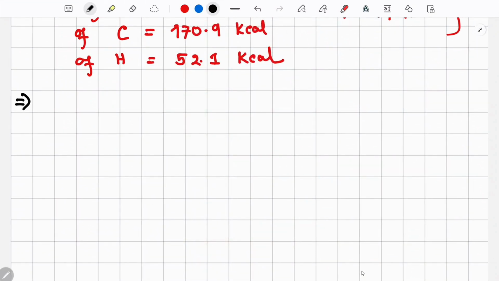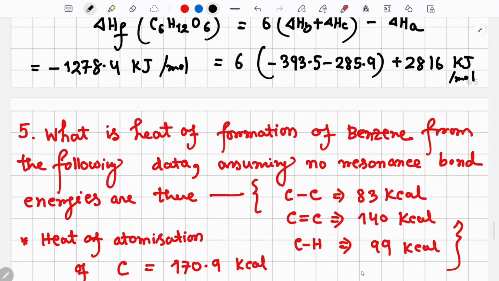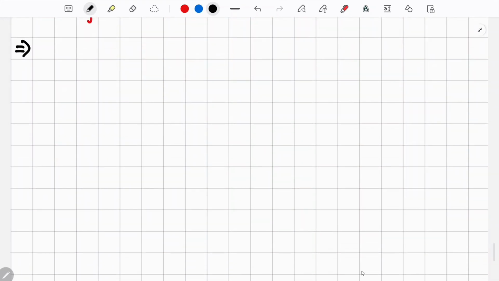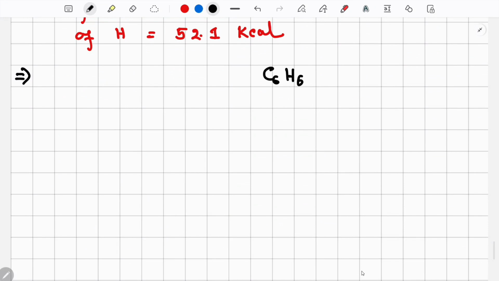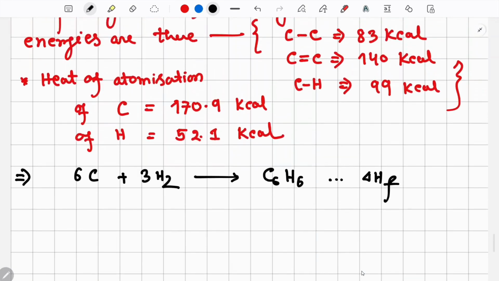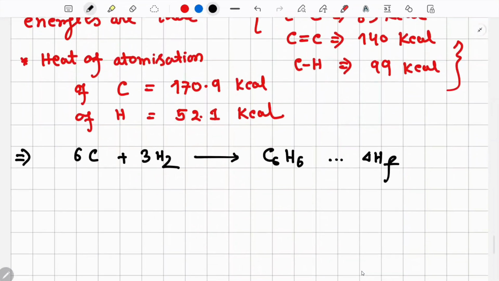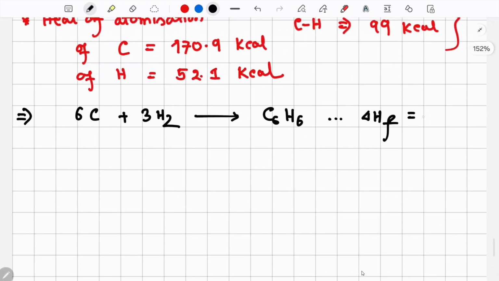So first, what you have to find out? Find out the heat of formation of benzene. So benzene means C6H6, right? And heat of formation means it is from carbon and hydrogen. Correct? Yes. We have to find this delta HF, and you have the data. So how can you find this delta HF? It is eventually H product minus H reactant. Correct? So you have to just know the value of HP and HR.